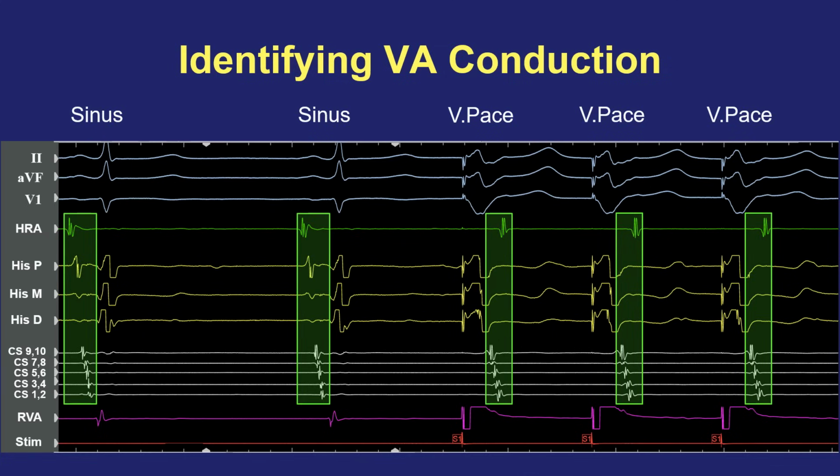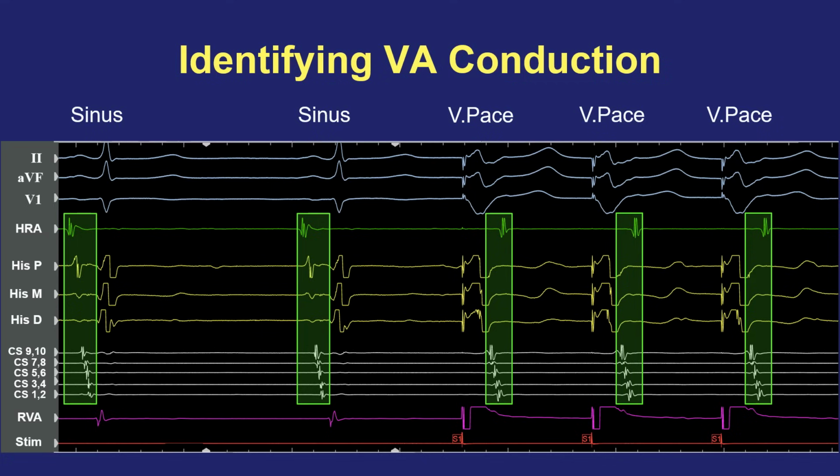Let me assist you by putting green boxes around the atrial electrograms. You can see here in the first 2 beats that the sinus rhythm starts near the high right atrial catheter, runs across the right atrium, and then the atrial electrograms in the His catheter are seen next, followed by the electrograms in the coronary sinus from the proximal electrode CS910 all the way across the left atrium to the very last part of the atrium to be activated, the lateral left atrium.